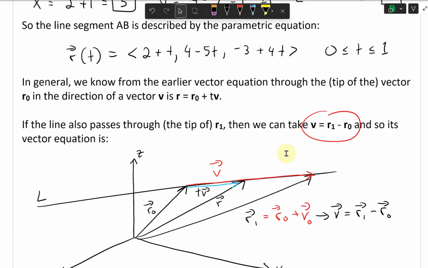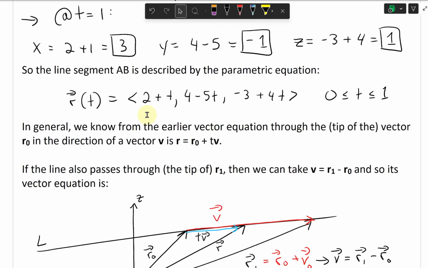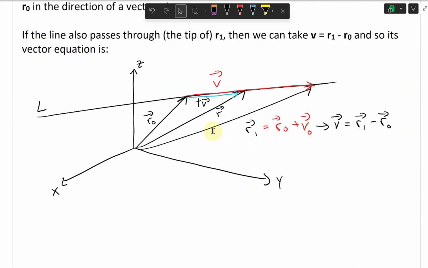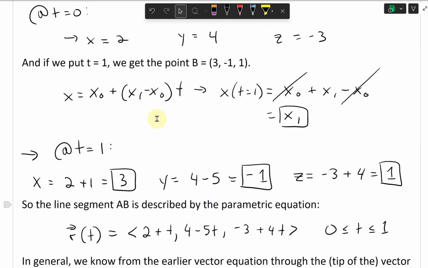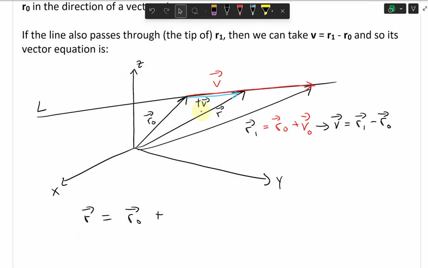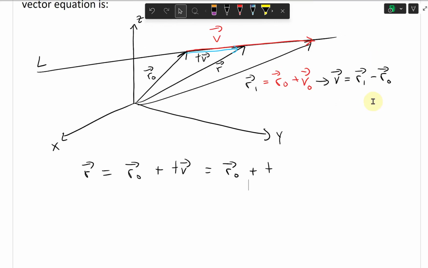So going back, we're going to solve the vector equation using what we know, v equals r1 minus r0, just like the setup we did for the line segment, in which we found the difference between A and B in the components. So let's go back here. Now the r vector is equal to r0 plus, by the triangle law, the t v vector. And this equals, let's write it all over here, r0 plus t times the vector v, which is just equal to this part right here.